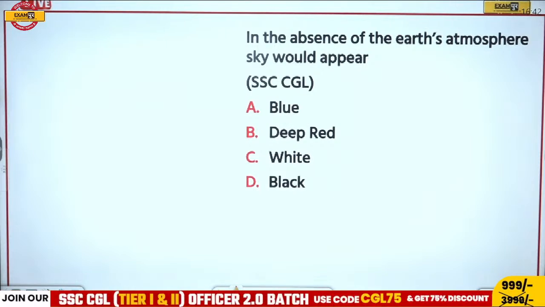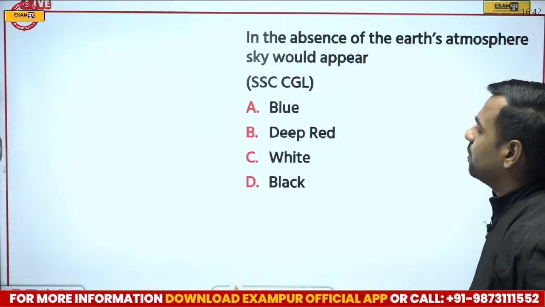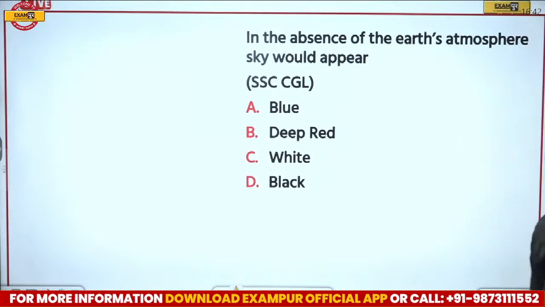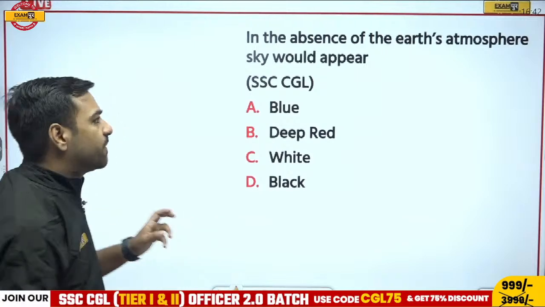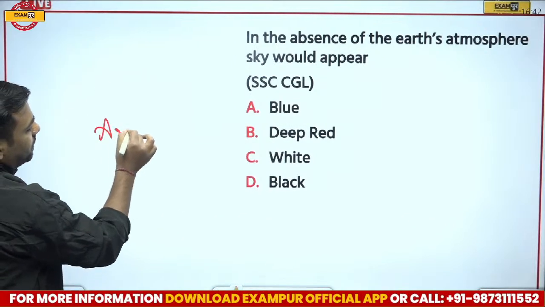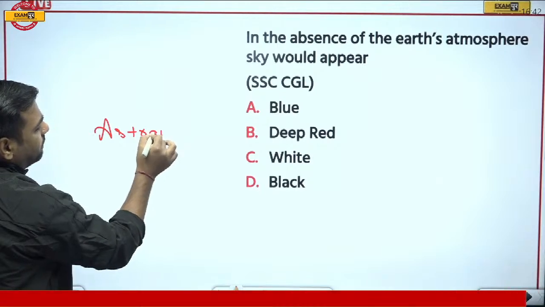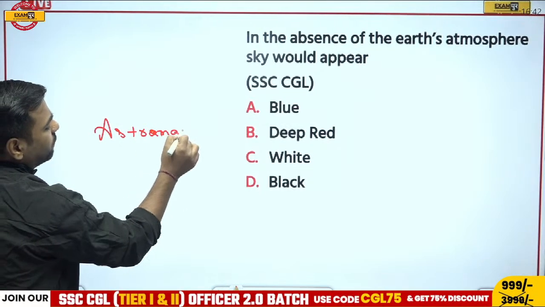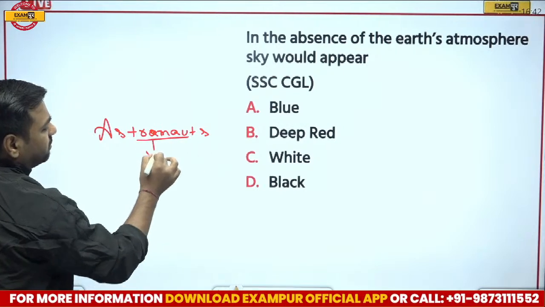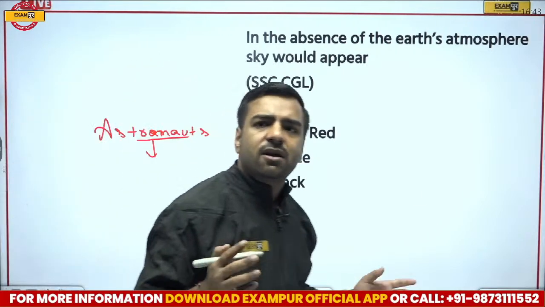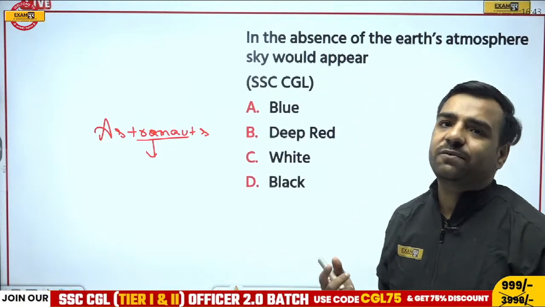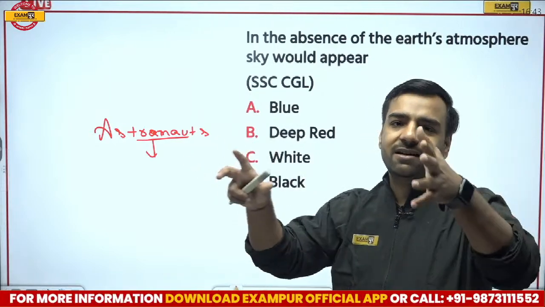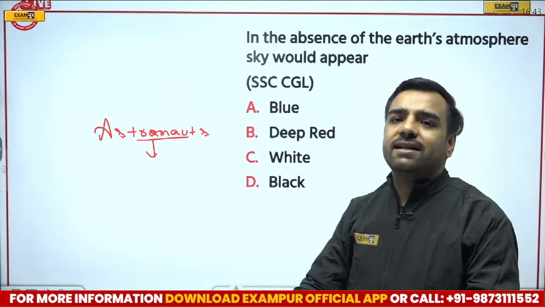Next we have, in the absence of Earth's atmosphere, the sky would appear dash. In the absence of Earth's atmosphere, the sky would appear what? Is it blue, deep red, white or black? The same question was asked in CGL, but that time the question was twisted. The question was, if I talk about astronauts, when they visit all those particular planets, what do you think? The sky must be appearing to them what? Will it be blue? Will it be red? What kind of environment must they be seeing nearby them? What is the answer here?